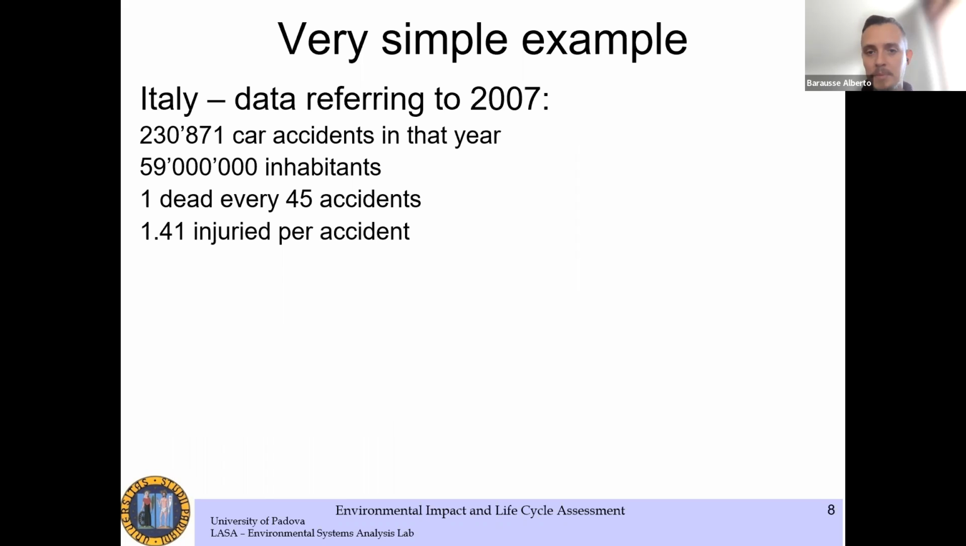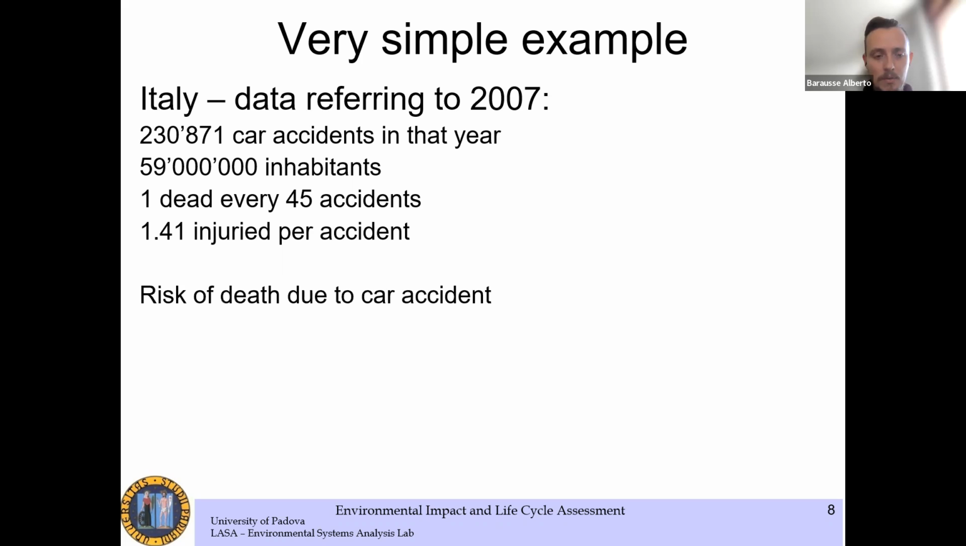Let's make a very simple example. For example, I took this data from the Italian Statistics Institute. In Italy, in 2007, there were about 230,000 car accidents per year in that year. And in Italy at that time, there were about 59 million inhabitants. And there was one dead person every 45 accidents and 1.4 injured person per accident.